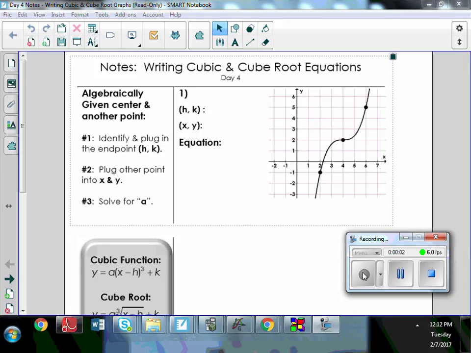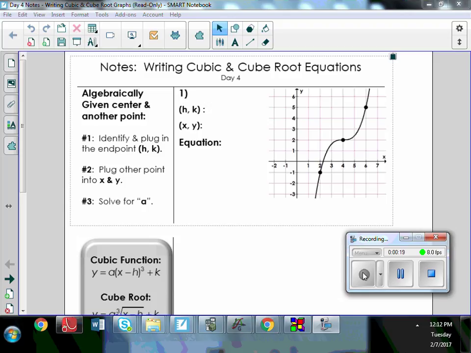Notes. So today we're going to write cubics and cubed root equations. The only thing is we're not going to count the a value on a graph today. Okay? You kind of can.